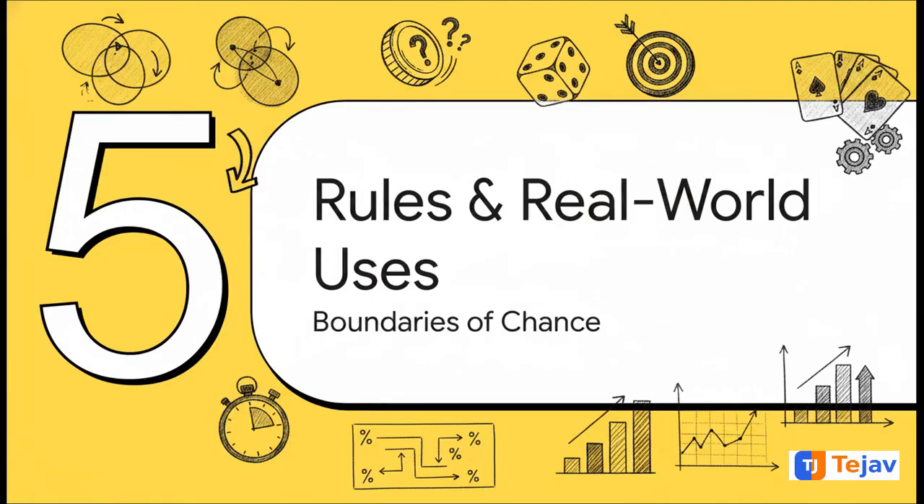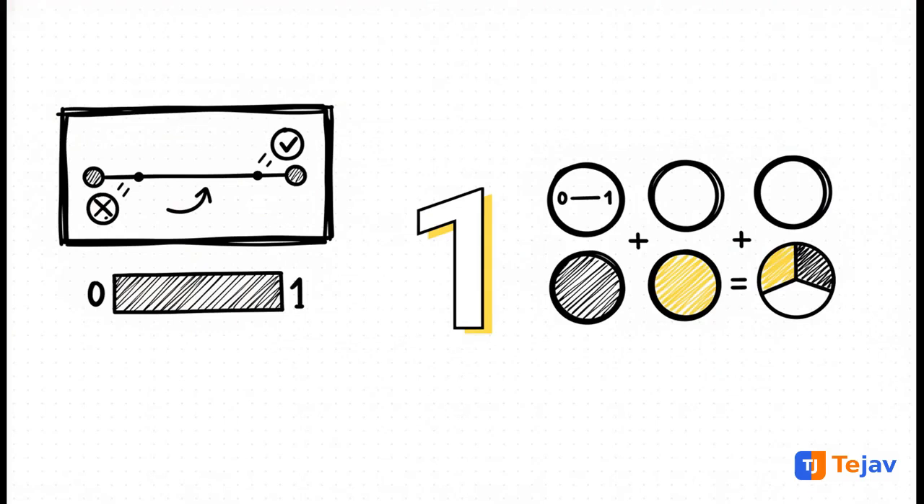Now that we've crushed the math, let's look at the absolute rules governing chance in Section 5, Probability Rules and Real-World Uses. Think about the number 1. In probability, 1 represents absolute, unavoidable certainty. There are strict boundaries you must remember for your exams. Rule 1. Probability always lies between 0 and 1. You can't have negative probability. Rule 2. An impossible event has a probability of exactly 0. Rule 3. A certain event has a probability of exactly 1. And Rule 4. The sum of probabilities of all possible outcomes in an experiment will always perfectly equal 1. Keep these boundaries in your back pocket to check your work.